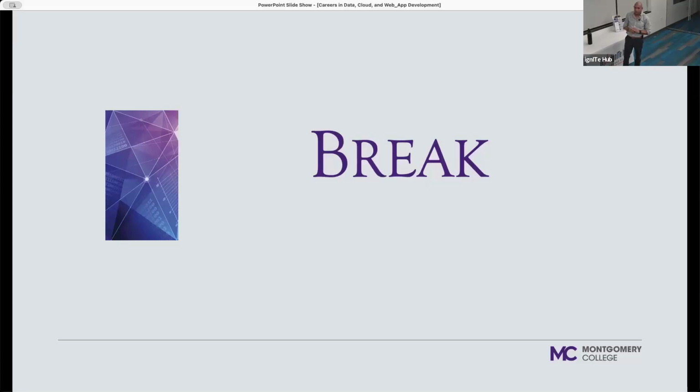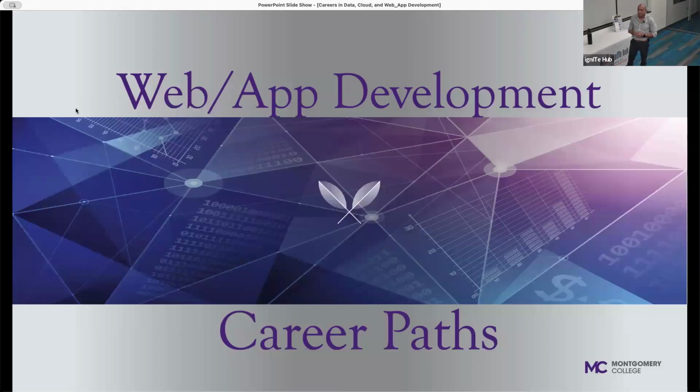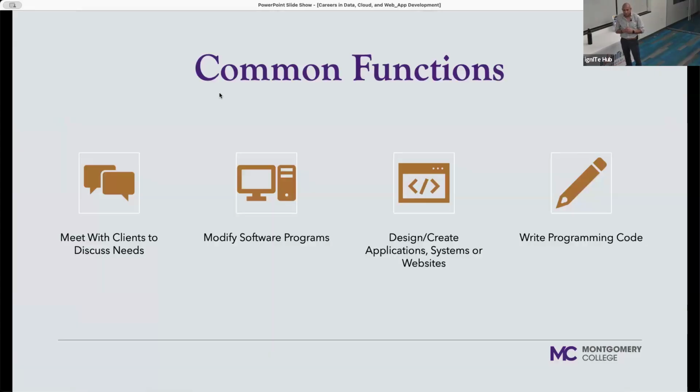So we are going to go next, and we're going to talk about careers in web and app development. And we're going to see in the next slide, the reason that I put this together: they can technically be two different areas, but basically the functions are very much the same, as we are going to see in the next slide. What is going to be different, after we talk about the common functions, is the skills. The hard skills are going to differ a little bit, but the common functions are the same.